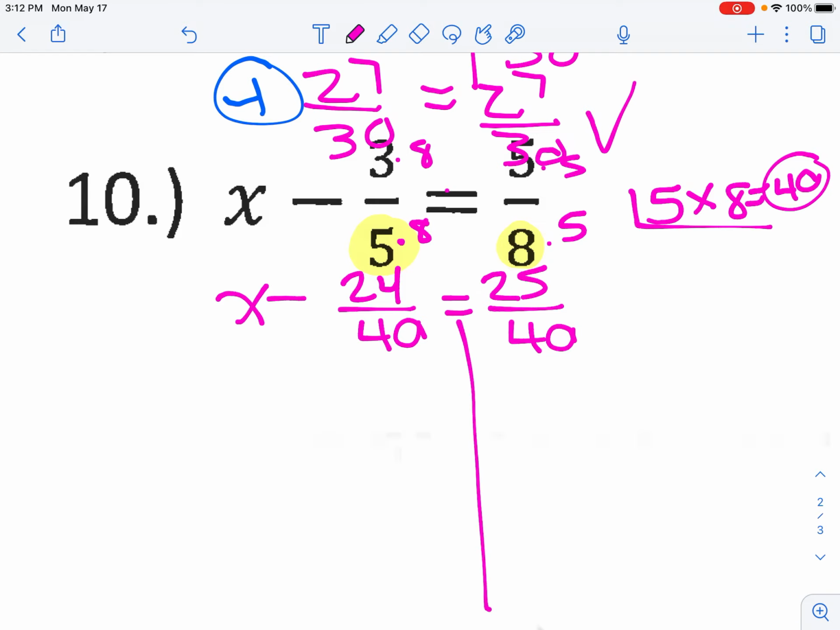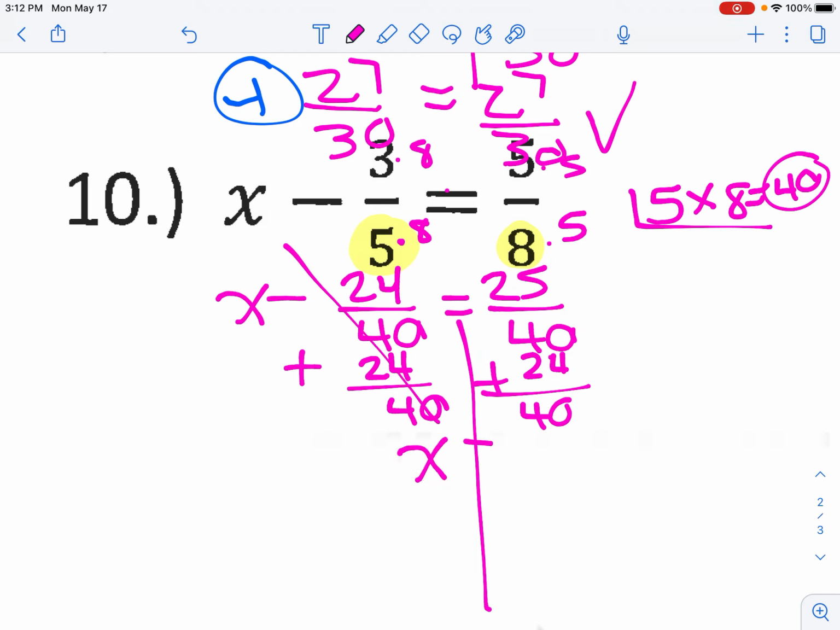Draw your mirror. We have to get the x all by itself. So we're going to do the inverse of subtraction, which is addition. If I add 24/40 to the left, I have to add 24/40 to the right. Show me your cancellation. Negative 24/40 plus 24/40 is 0, so that cancels. On the right side, add your numerators.